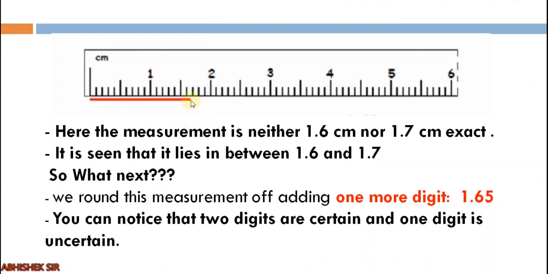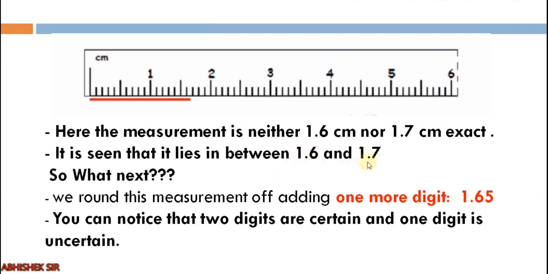We will not write it as 1.6 or 1.7, because if you write 1.6, someone will say no, it is not 1.6, it is a little bit more than 1.6. Or if you write 1.7, then another person will say no, it is not exactly 1.7, it is a little bit less than 1.7, right? So what to do in this case? We round it off, we estimate, we assume, we guess that if it is in between, it might be 1.65.